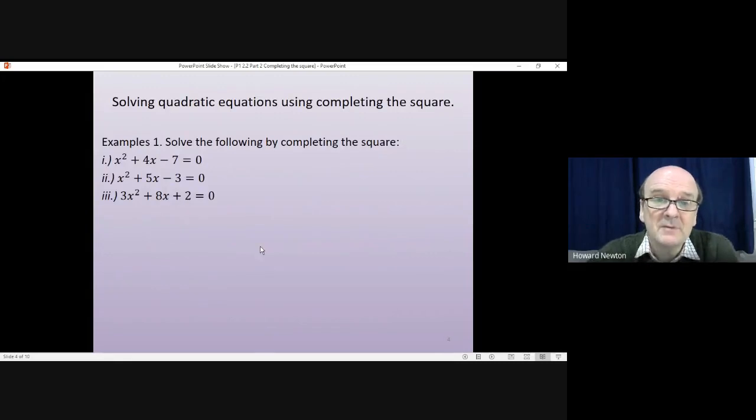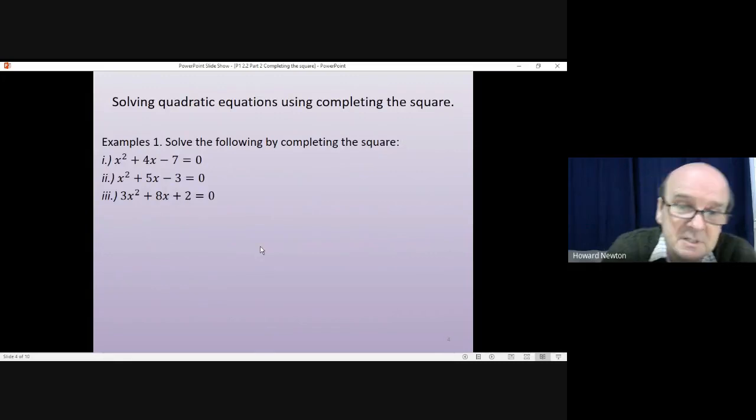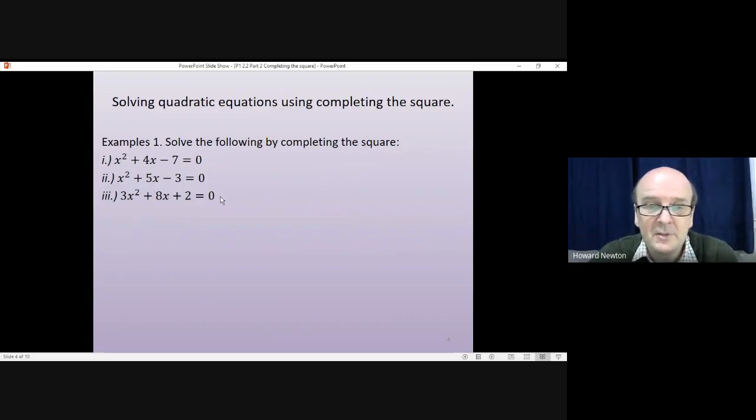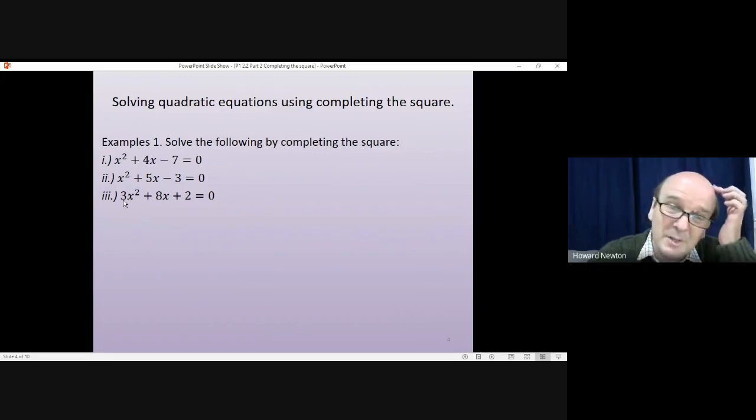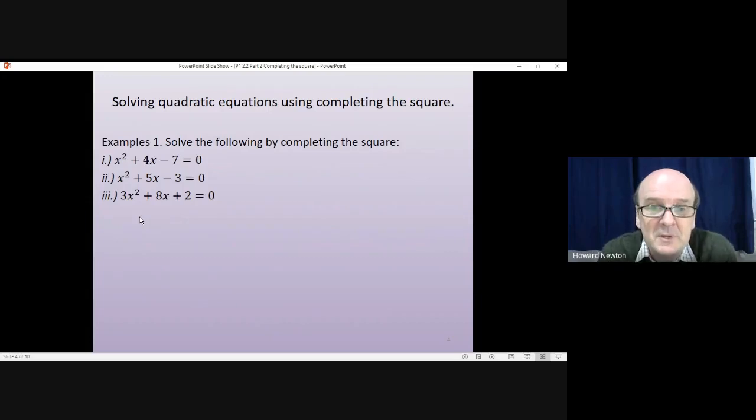Okay, have a go yourself now at these 3 questions. They do steadily get more difficult as you move down them. The second one's harder because of the odd number here. The third one is harder because of the 3 in front of the x squared. I'll give you a heads up on the best way for dealing with that. Divide everything by 3 before you start. Okay, 3 questions. Pause the video. Come back to me when you're ready.